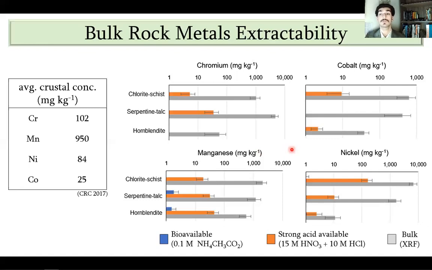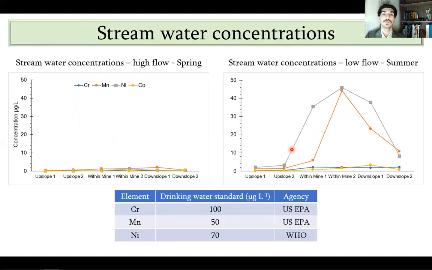So we've looked at metals in the rocks. What about metals in the water? That's what we really care about, right? And so if we look at stream water concentrations between high flow or spring and low flow in the summer, we can see some pretty stark differences. So during the spring, when there's a lot of water, and when it's just flowing past the rocks and not really reacting with them, there's essentially a negative or a negligible amount of metals being retained in the fluid. So this really isn't of immediate concern.